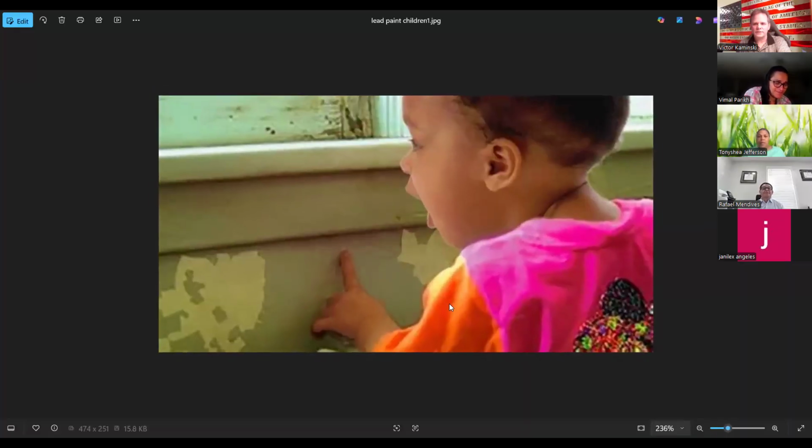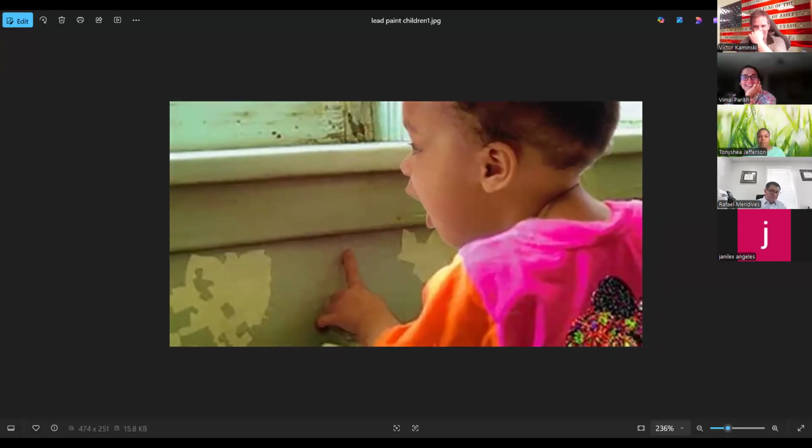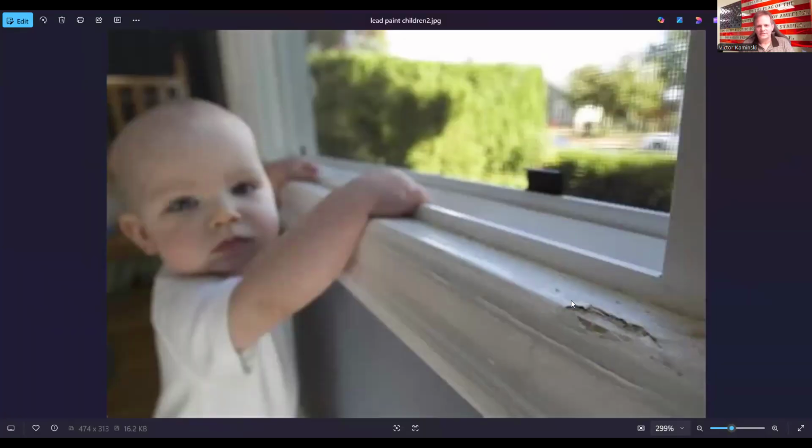So you've got little kids, they get curious. Little children, they stick their fingers everywhere. They stick everything in their mouths. You can see the chipping away, cracking away. This is lead paint. Yeah, it is dangerous, right?